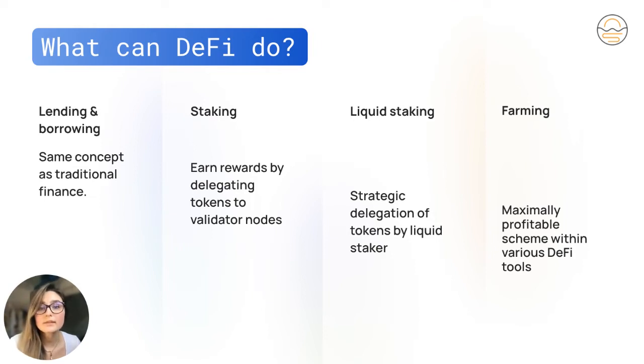Lending and borrowing is the same as in the traditional sense and is done by companies like BlockFi. Staking is when a user delegates tokens to a validator node, part of a blockchain that uses a proof of stake protocol, receiving rewards as a return.